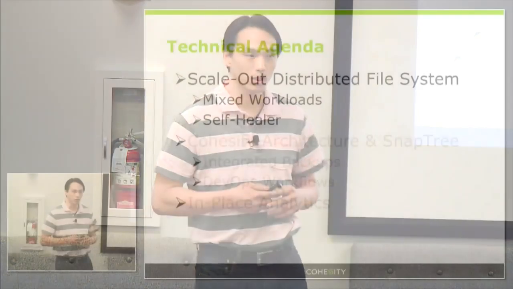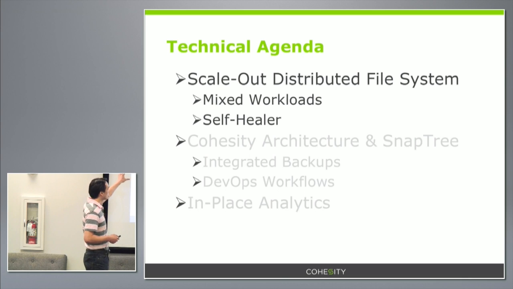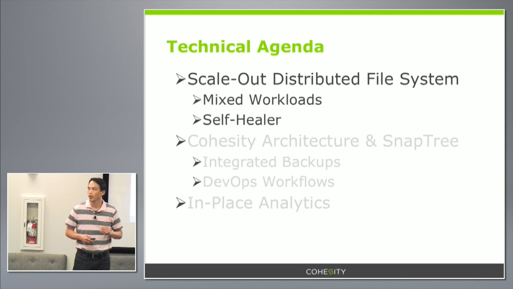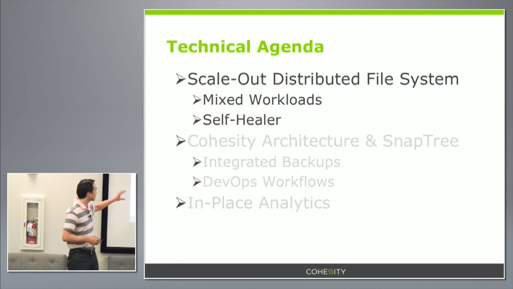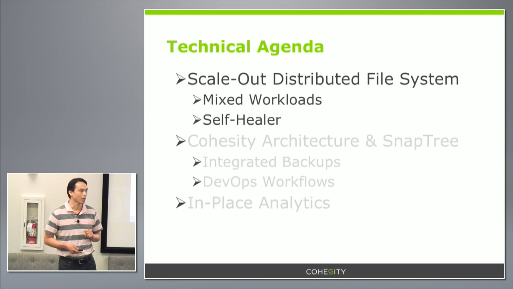Okay, this is the agenda of the technical talks. First, I will talk about a scale-out distributed architecture, a file system, how we handle mixed workloads, and our adaptive self-healer. Then I'll hand it off to Mark. He will talk about the architecture and a snap tree, how we do integrated backups and DevOps workflows, and then finally Abhijit will talk about analytics.